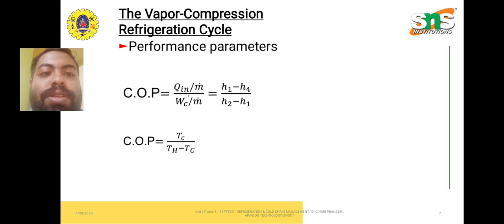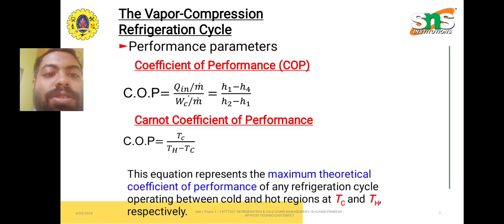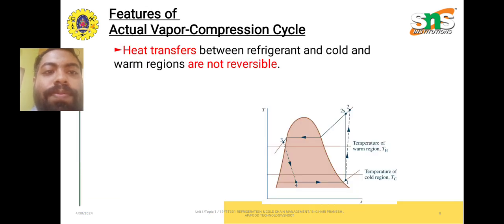Then performance parameters. In this, COP, the coefficient of performance, is (Q_in/m)/(Wc/m), which is (h1 - h4)/(h2 - h1), which is equal to Tc/(Th - Tc). Tc is the cooling temperature and Th is the heating temperature. These are the coefficients of performance. The first one is the coefficient of performance of the refrigeration machine and the second is the Carnot coefficient of performance. This equation represents the maximum theoretical COP of any refrigeration cycle operating between cold and hot regions at Tc and Th respectively.